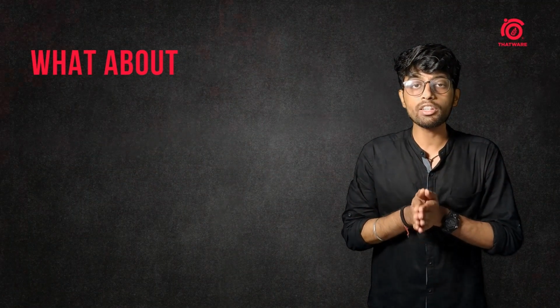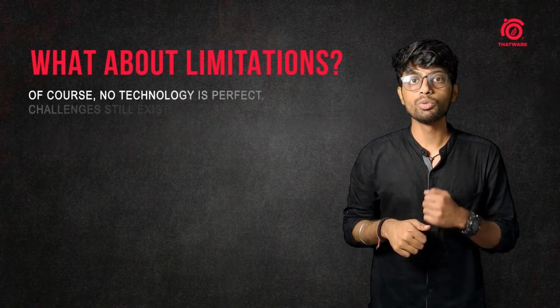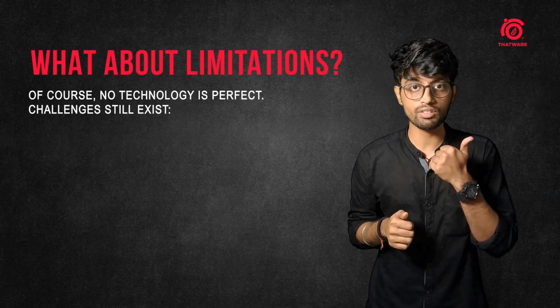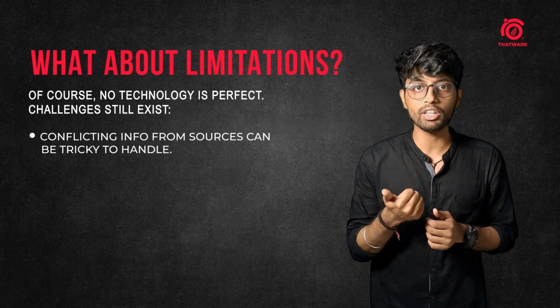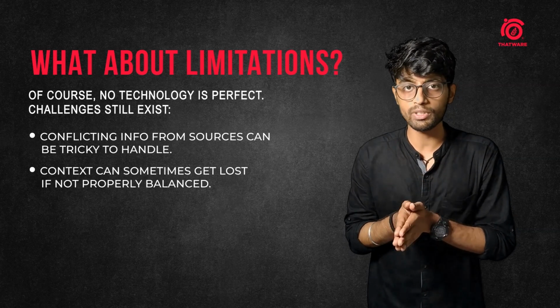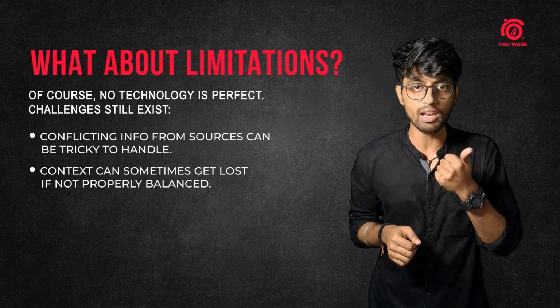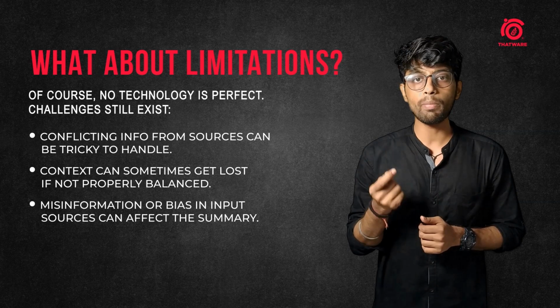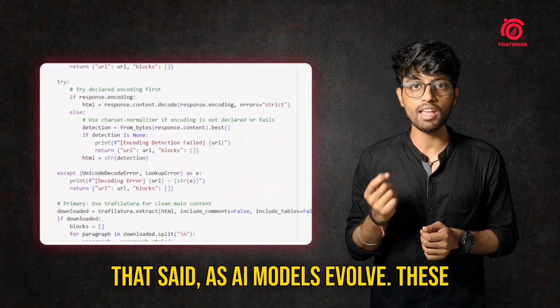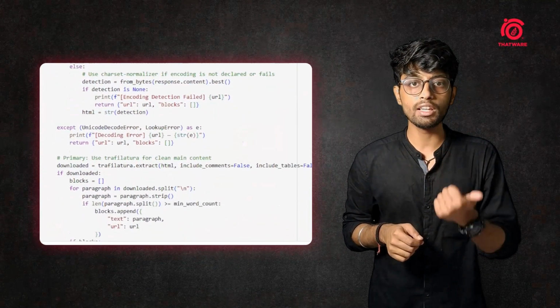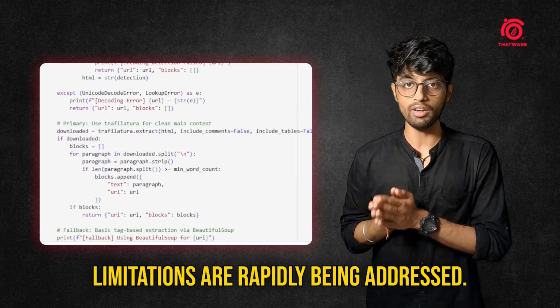So let's see what about limitations. Of course, no technology is perfect. Challenges still exist. Conflicting info from sources can be tricky to handle. Context can sometimes get lost if not properly balanced. Misinformation or biased input sources can affect the summary. That said, as AI models evolve, these limitations are rapidly being addressed.